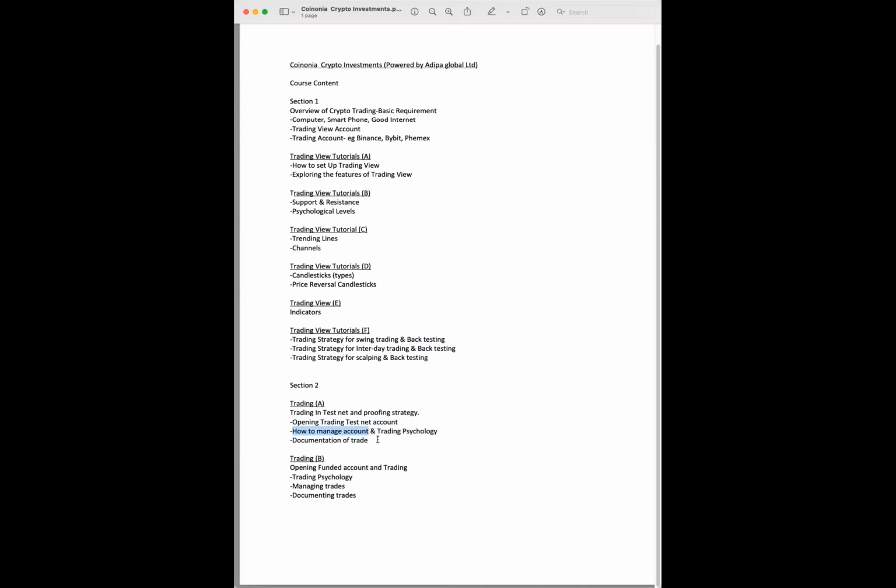How to manage accounts is how to manage your trading account. And then trading psychology. Trading psychology has to do with emotions, and emotions are based on two things majorly. Either fear, because maybe you're trading and you're panicking, wondering whether this trade will go the way you want it to go, or greed.